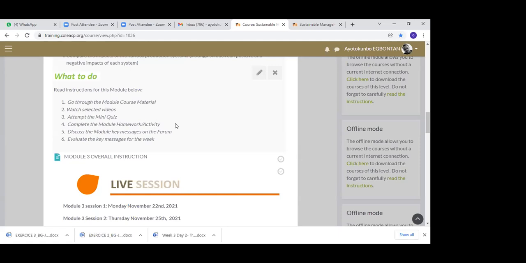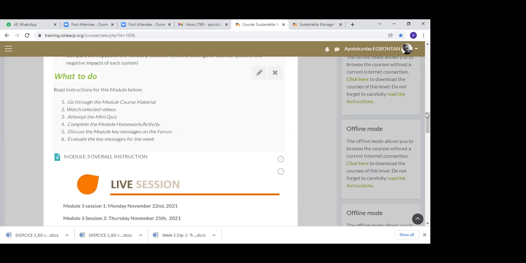Then you discuss the module key messages on the forum. The forum is on the e-learning platform, and it is also on WhatsApp. You can come up with a discussion, and you will get a response.